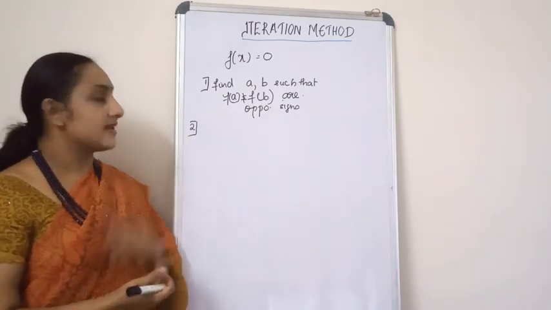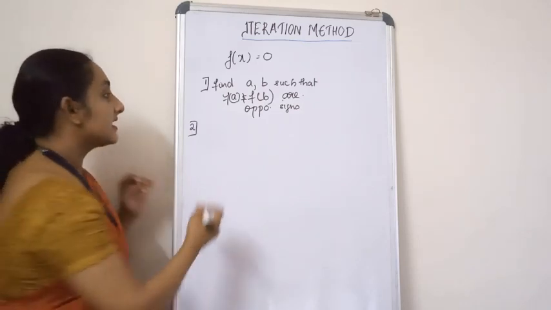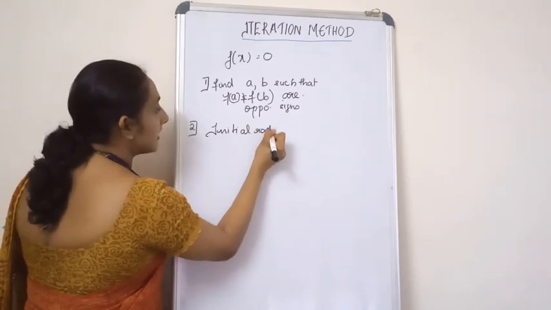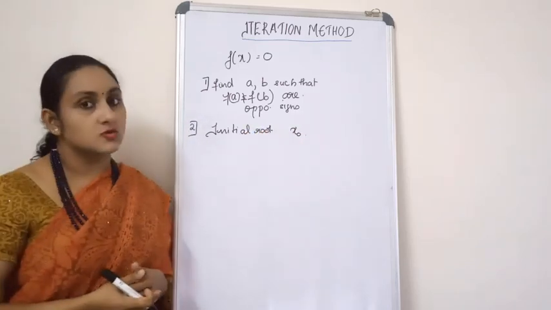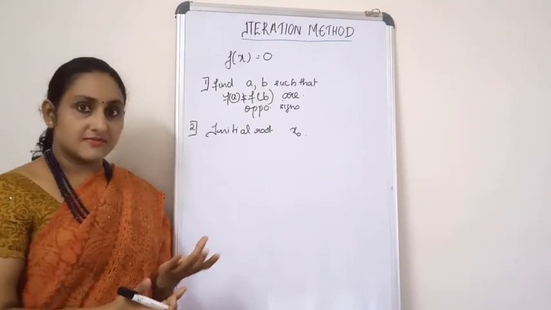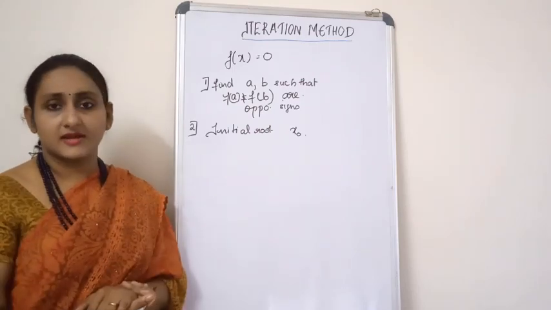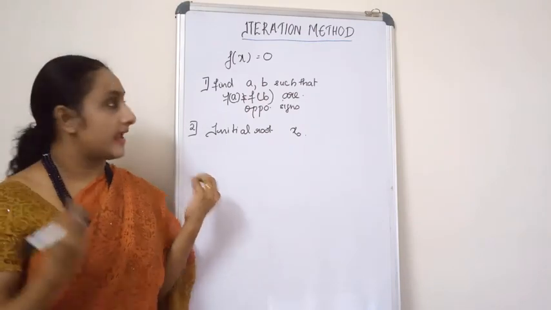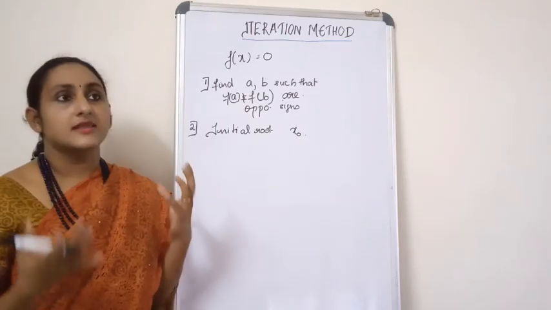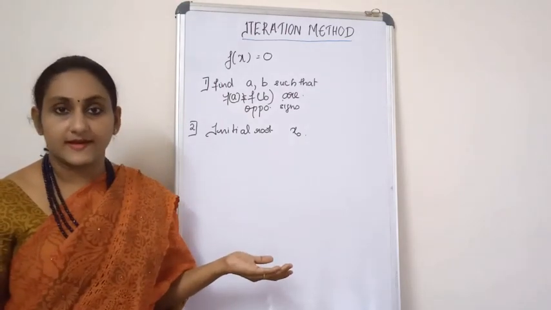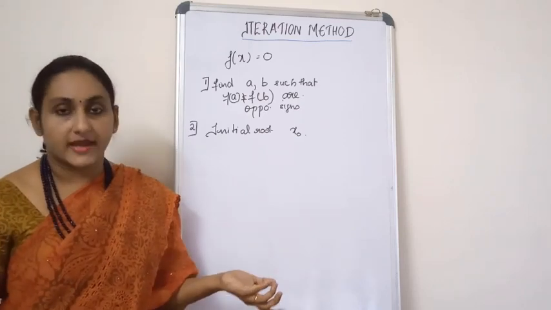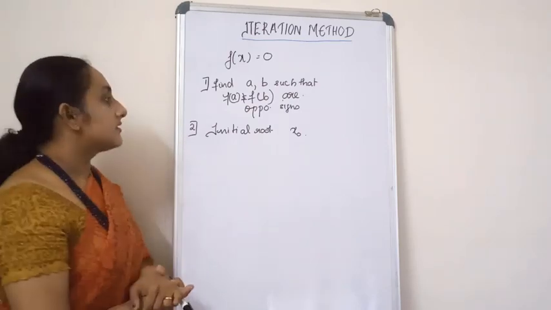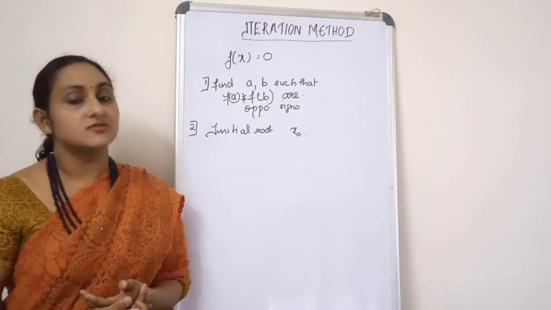Now after finding f of a and f of b, you will have to find the initial root, and I am denoting the initial root by x naught. In the iteration method, the initial root can lie anywhere between a and b. Like if a is 0 and b is 1, then you can give your initial root as 0.5, or 0.48 or 0.6. It's all up to you. So you have to find out the initial root, that is x naught.